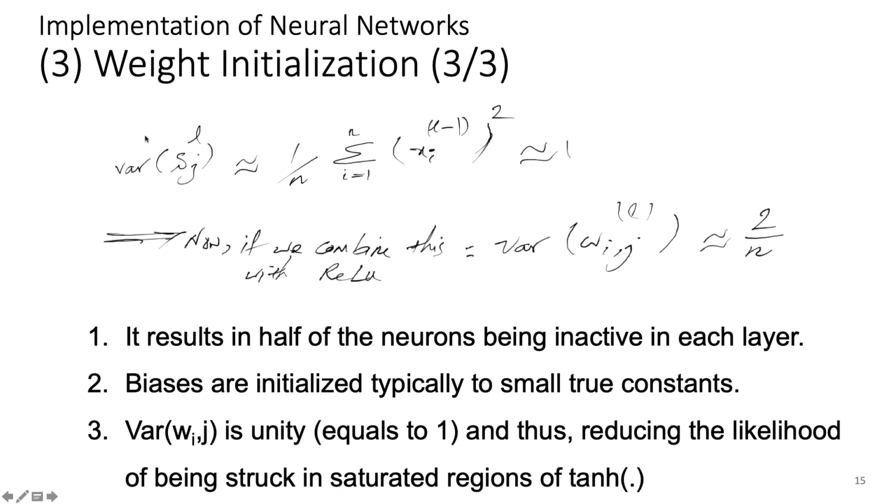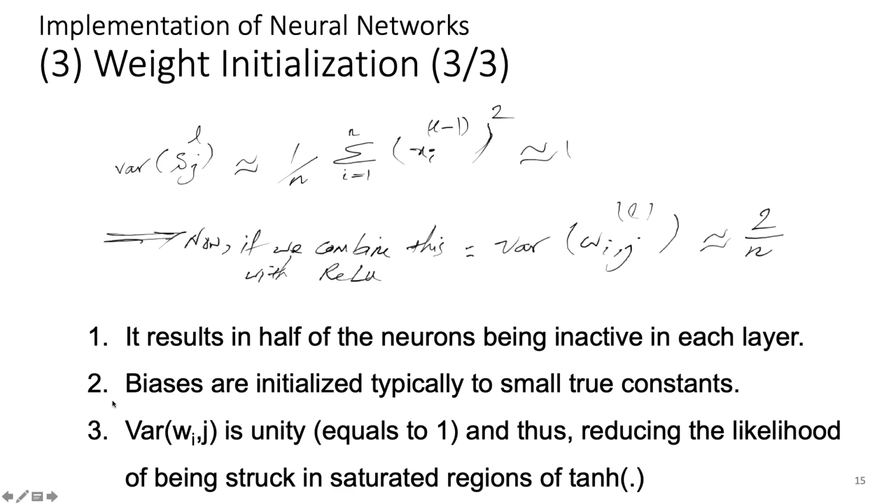If you compute this, the variance of S of J of L is equal to 1 over n times the summation of the x_i's, and this is almost equal to 1. Now if you combine this for the S of J to update the W's, we're going to have all the W's as almost around 2 over n, and thus it results in half of the neurons being inactive.